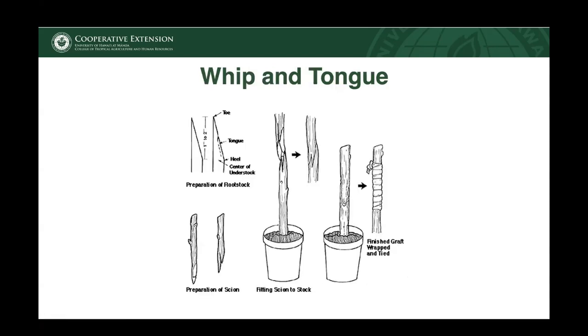The whip and tongue graft, basically you're making a splice graft, and then from that splice cut, you're going to actually cut down that to make a tongue. And the tongue on both sides are going to interlock with each other, making this connection you can see here. And then you'll go back in with your grafting tape and you'll wrap that connection and do the same thing as a splice graft.